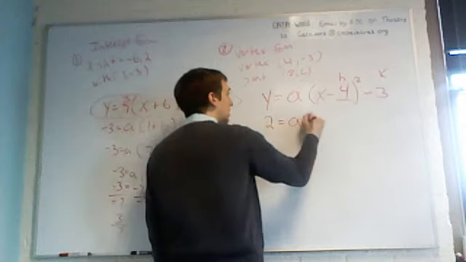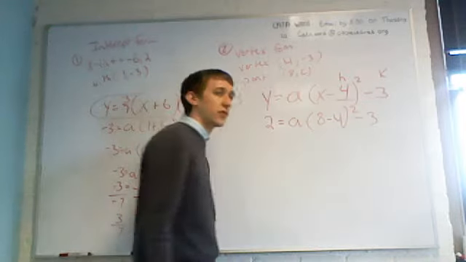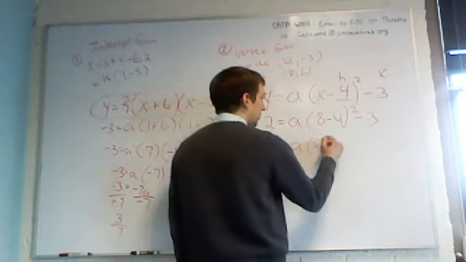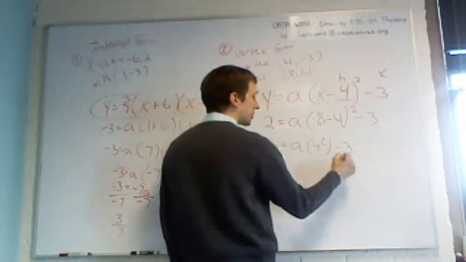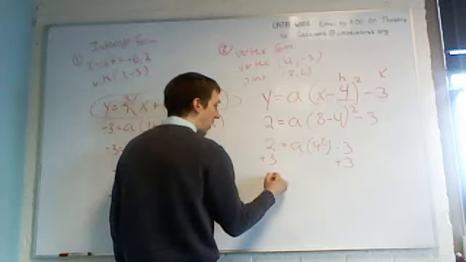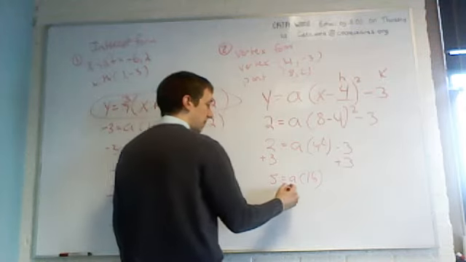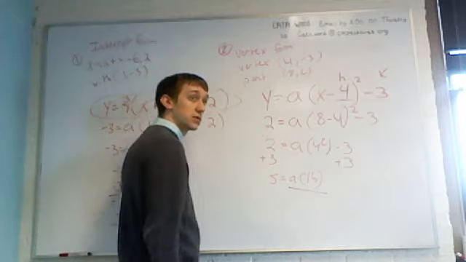2 is equal to A times 8 minus 4 squared minus 3. What's 8 minus 4? 4. 2 is equal to A times 4 squared, 16, minus 3. I'm going to just add 3 to both sides now because it's separate. 5 is equal to A times 16. How do I solve for A?